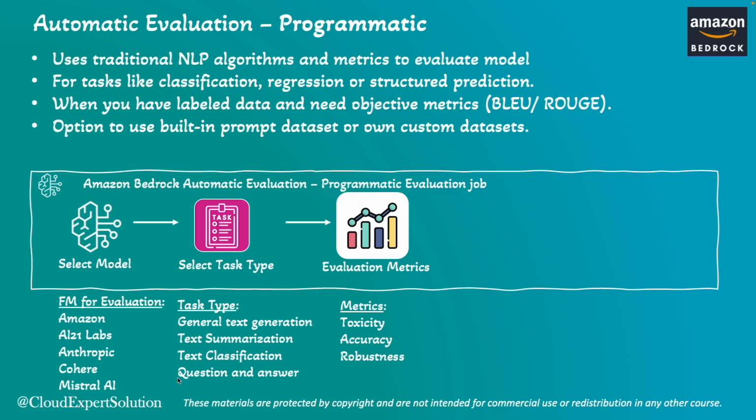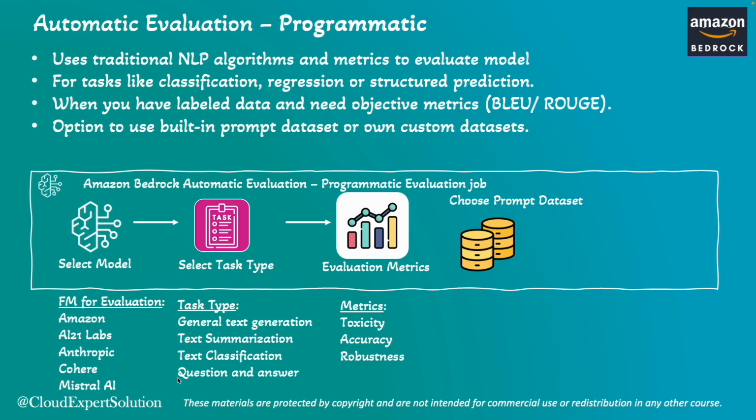Like if you select text classification, you will not see any toxicity. For that case, you will have only accuracy and robustness. But if you are going to use it for general text generation, then you will be able to see toxicity, accuracy, and robustness.